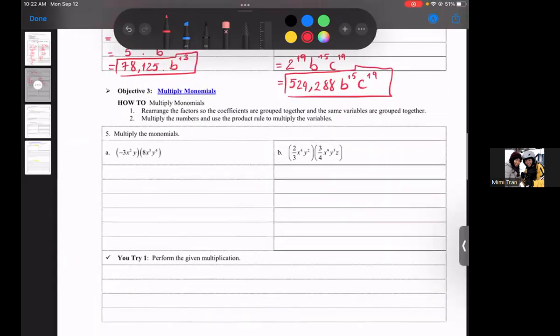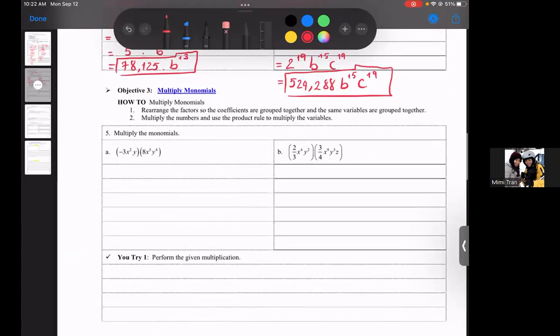All right, one more, and then we have you try one. I checked it. We have the correct answer. And you have 2 attempts. You have 2 attempts. Okay.